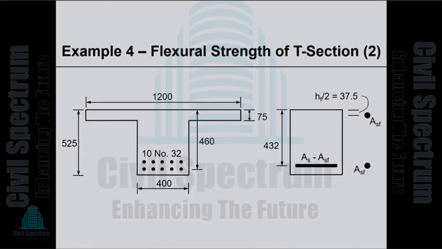We replace the overhanging flanges with an equivalent reinforcing steel area, and that reinforcing steel area will have a centroid coinciding with the mid depth of the flange. That's where it is located, H sub F over 2. So that is equivalent to the overhanging flanges. We take an equal tensile reinforcement area at the bottom. That leaves us with a rectangular section, okay, this part of the section, and the reinforcement now is the total reinforcement that exists minus the reinforcement that we took out.